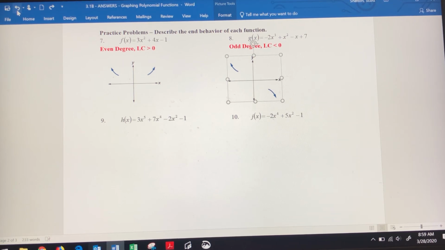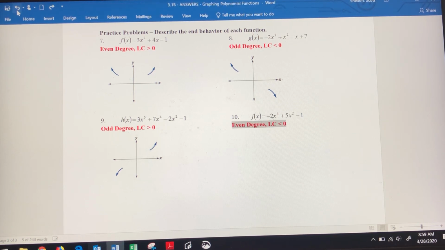In number 9, we've got an odd degree polynomial with a positive leading coefficient. So the end behavior should look like this. And number 10, we've got an even degree polynomial function with a negative leading coefficient. So the end behavior should look like this.